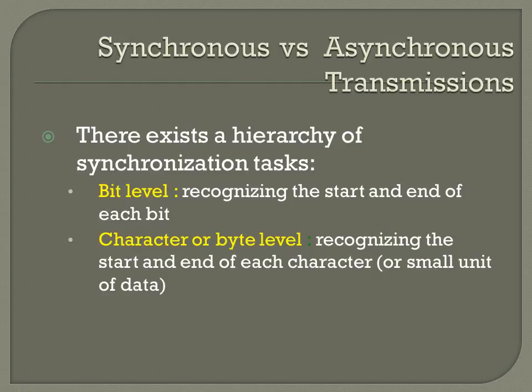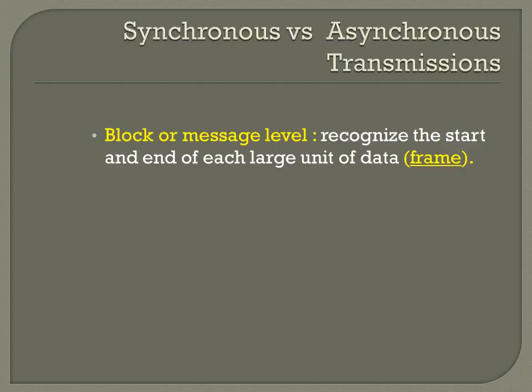The second level of synchronization that we have is at the character or byte level, which is recognition of the start and end of each character. That is, we look at a unit of data now, but a small unit of data, say a byte or a character, and we are talking about recognizing the start and end of each character or byte. That's the second level of synchronization. The third level of synchronization that we talk about is at the block or message level, where we are talking about a larger unit size, typically that of a frame, and we are talking about identifying the beginning of a frame and an end of a frame and identifying the frame within that.